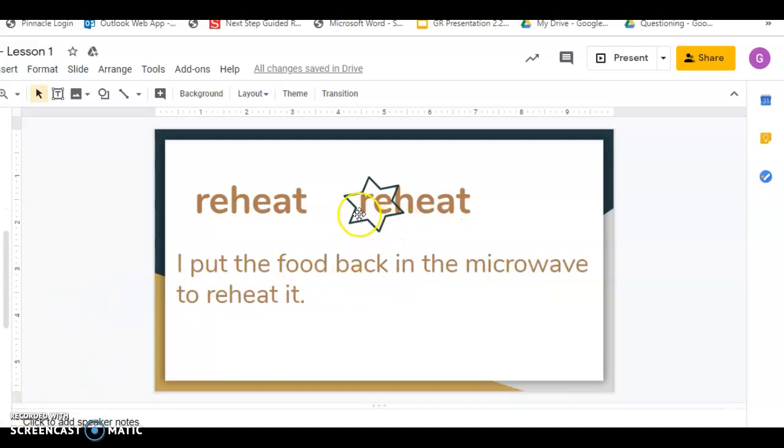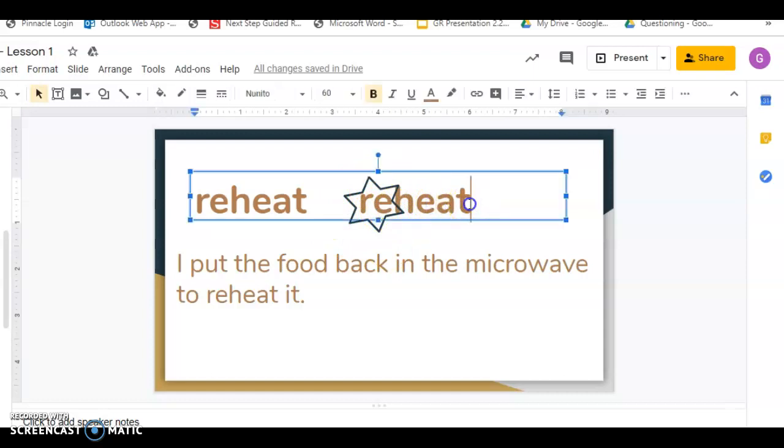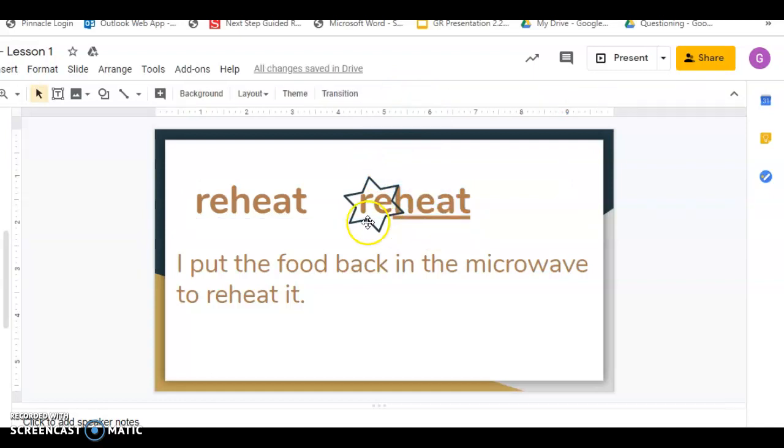Next one, circle the prefix re. Take the rest of our word and underline it and read it, heat. And then read the whole word, reheat. I put the food back in the microwave to reheat it. I had to put it back again so that it would get warm.